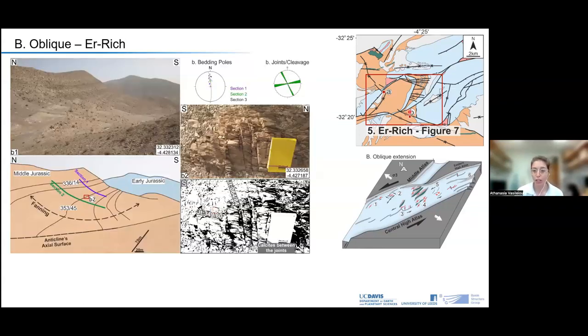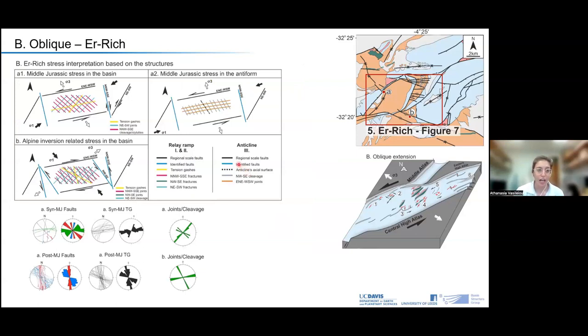And then if we go south here, we identified an anticline, which is northwest-southeast trending. And we see also some growth strata happening towards the north. And I forgot to mention that we found some different joints and cleavage, different trends of joints and cleavage that could be active during any event. So we gathered everything together and we could identify two different stress tectonic events. One, which is the youngest one, is related to the Alpine inversion. I don't know if you can see, the yellow ones are the tensile gashes.